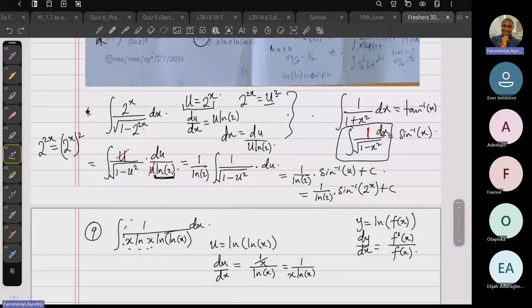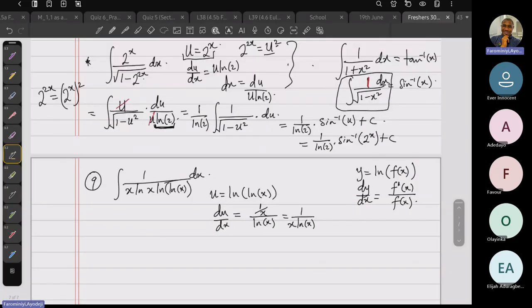But like I said, one could have used u equals ln x. I think that will also work. But it means you have to do u substitution twice. So if du dx is 1 over x ln x, then that means du is equal to dx over x ln x. And that's exactly what is here.